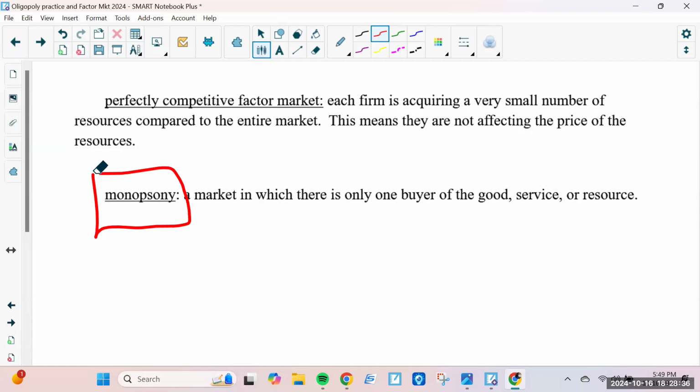In reality, nothing is either one of these. Everything is in between. There is some stuff that's more monopsonistic, and there's a lot of stuff that's perfect competition. In perfect competition, each firm acquires a very small number of the available resource, and there's lots and lots and lots of resource available. The closest we can come pretty much to a perfect competitive factor market is you guys, high school and college kids. There's lots and lots and lots of you guys.